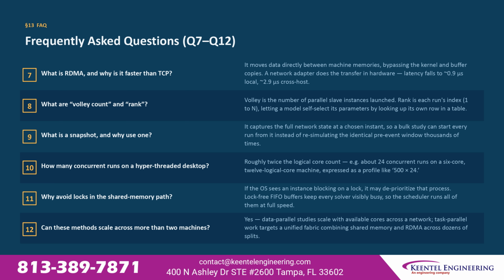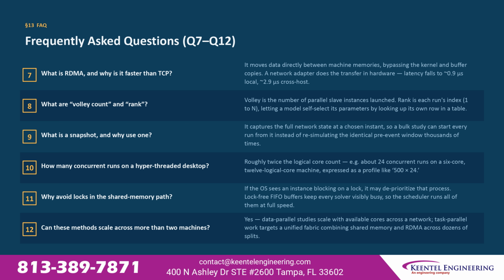How many concurrent runs are practical on a hyper-threaded desktop? Roughly twice the logical core count. On a 6-core, 12 logical core machine that is approximately 24 concurrent runs, expressed as a profile like 500 by 24. Why avoid locks in the shared memory path? If the OS sees a process blocking on a lock, it may deprioritize that instance. Lock-free FIFO buffers keep every solver visibly active so the scheduler runs all at full speed.